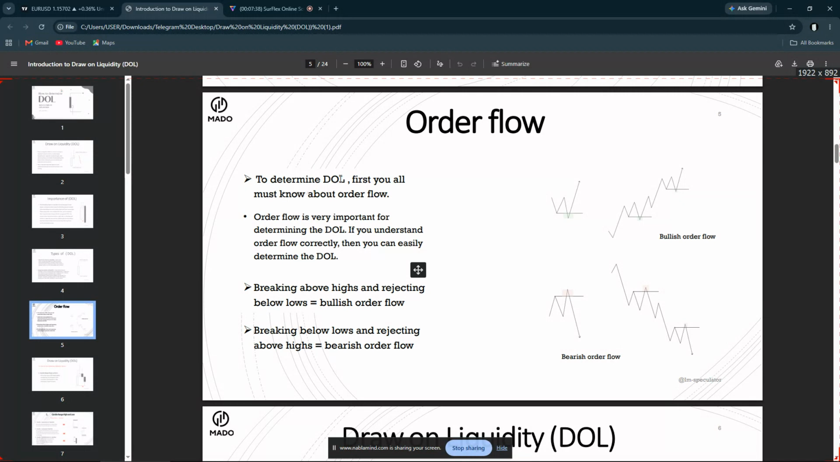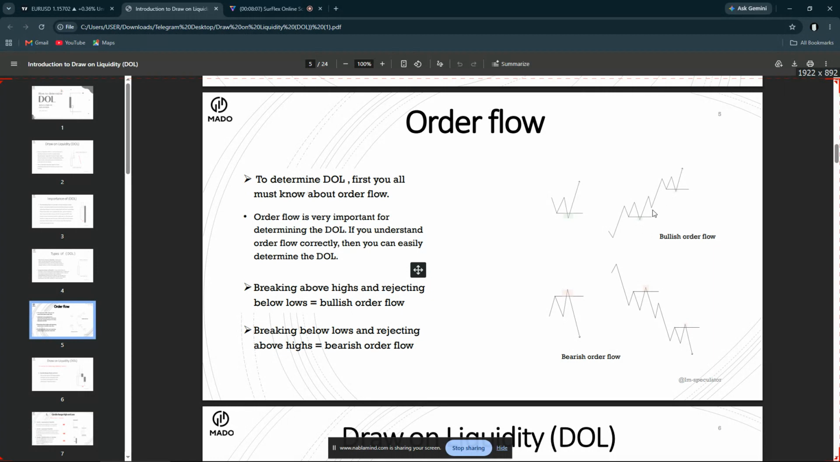So for us to understand draw on liquidity, we need to understand order flow to determine draw on liquidity. Now, what is order flow? Order flow is simply when price is giving us a bullish structure, telling us the market is in a bullish direction, which means price is giving us higher highs and higher lows. You can see that price is rejecting below lows and breaking above highs. This is simply how the order flow is.